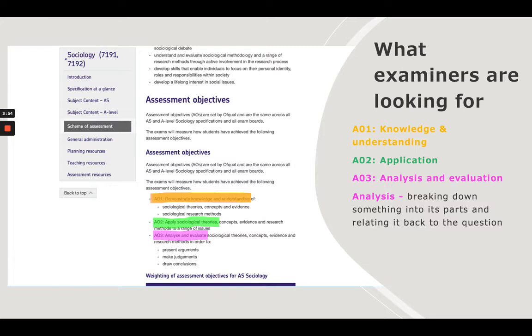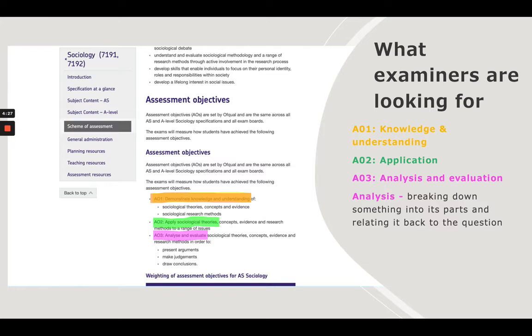Then you are applying these sociological theories to a range of issues. So that's going to be your AO2, your application. Okay, and in this case, in this question, it's going to be applied to the family. Then your AO3 is your analysis and evaluation. Now this is where people usually find it difficult. So there is a difference between analysis and evaluation.